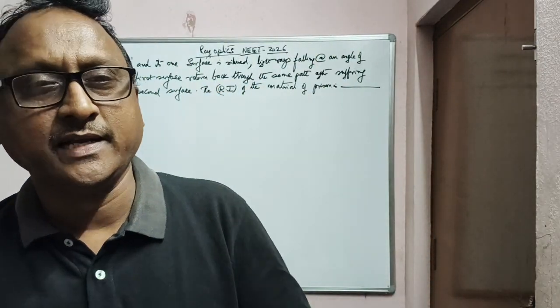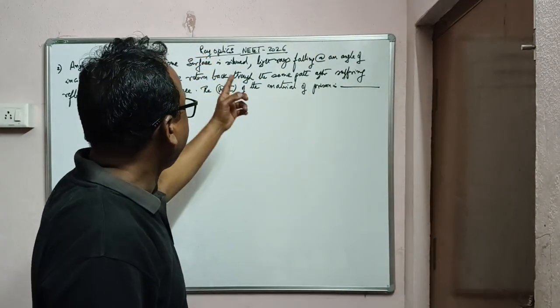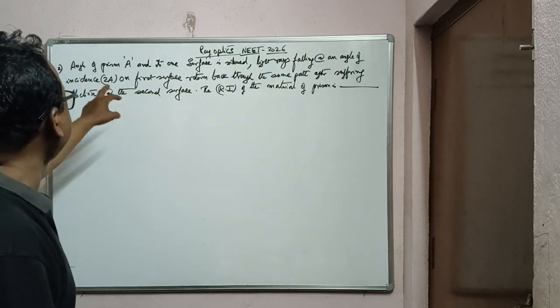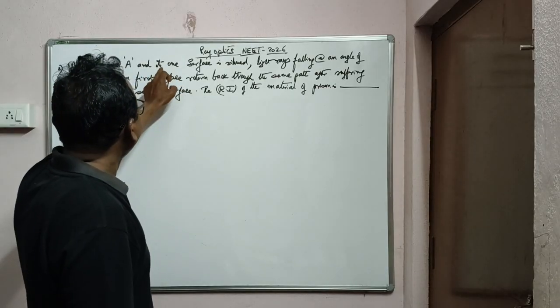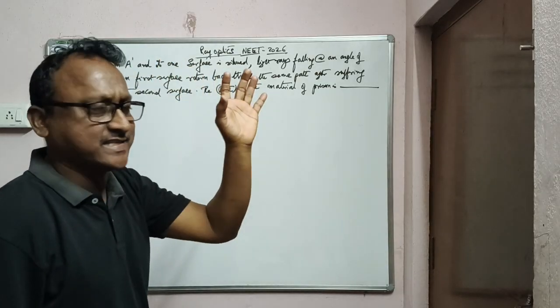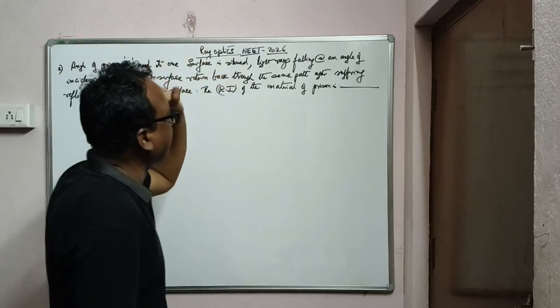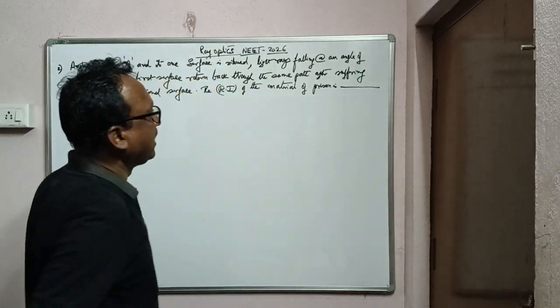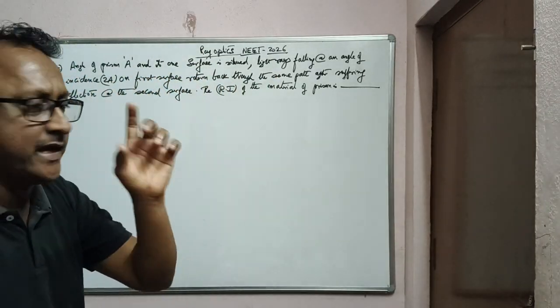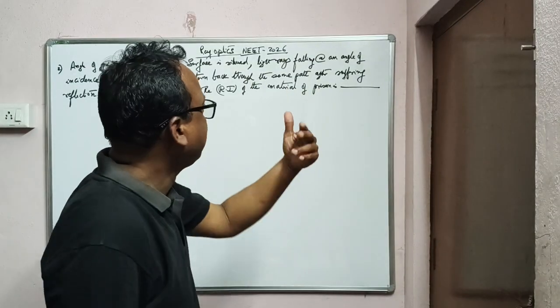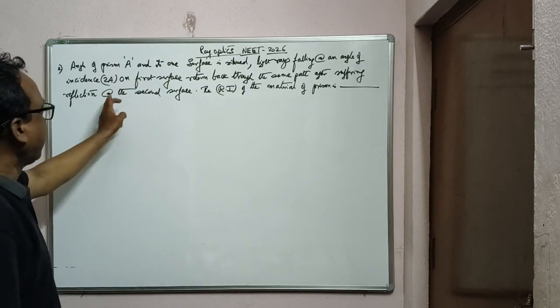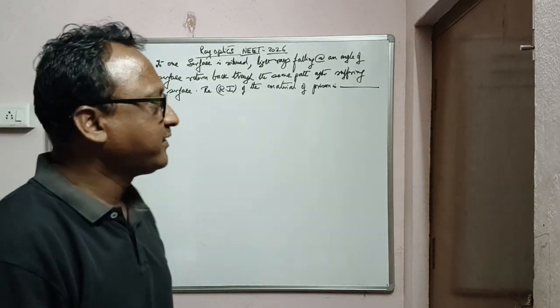We are doing some series of prism problems for the NEET examination 2026. Now coming to the second problem, ray optics. You can see angle of prism is given as A and its one surface is silvered. Light rays falling at an angle of incidence 2A on first surface returns back through the same path after suffering reflection at the second surface. The refractive index of the material of the prism is dash.